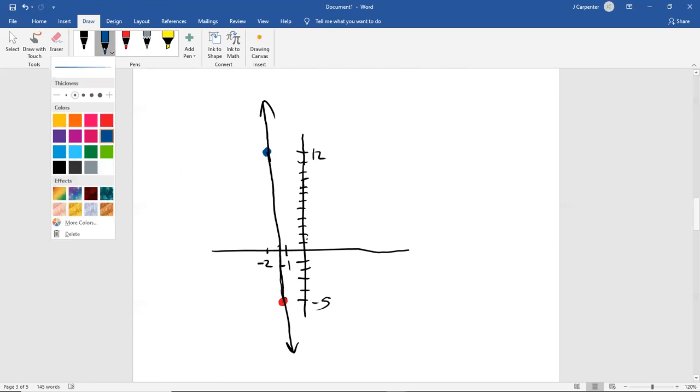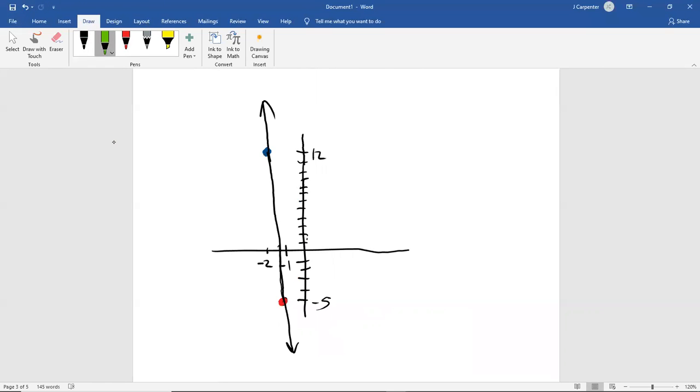Let's just pick another color. Let's go with green. We'll go right 1 and then down 17, from 12 all the way down to negative 5. That's a 1, and that's going down 17.